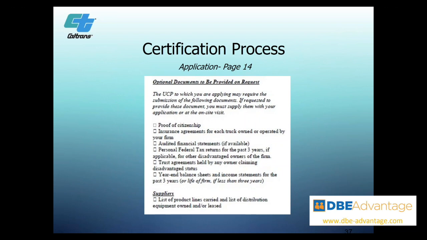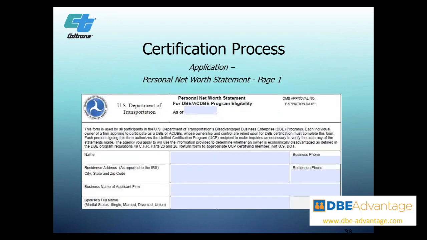date, and so forth. Other optional documents that could be provided, depending on request by the certifying agency, could include your proof of citizenship or insurance agreements, or perhaps your financial statements, and so forth. Depending on the situation, you may be asked for additional information.